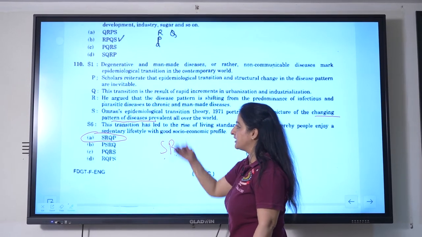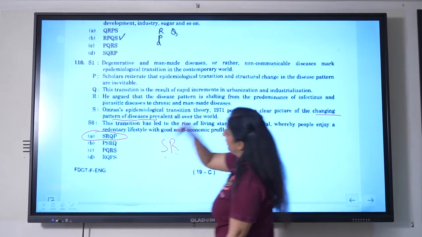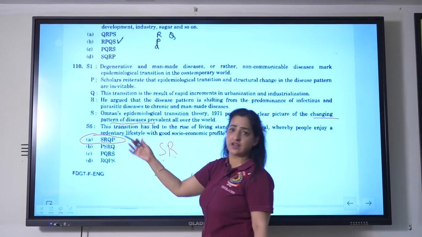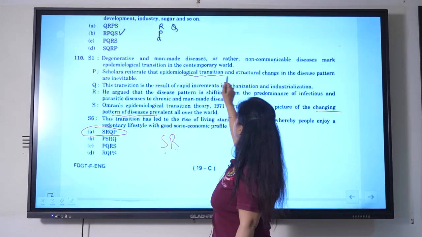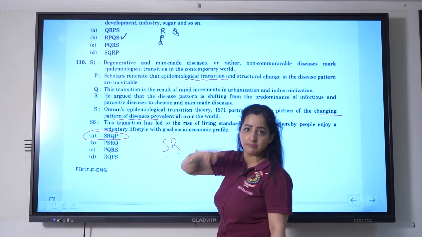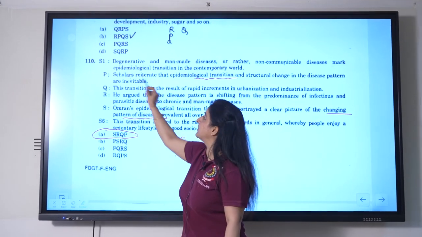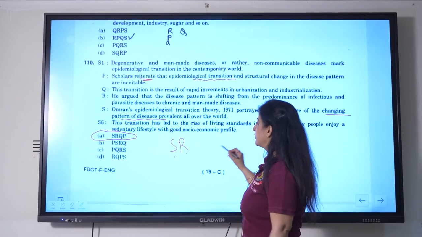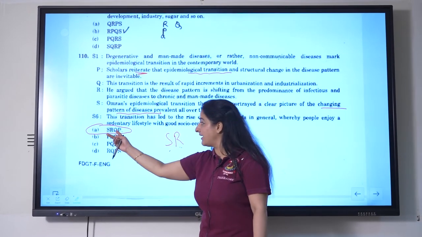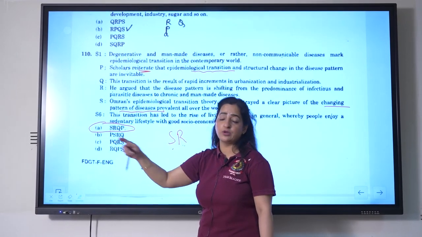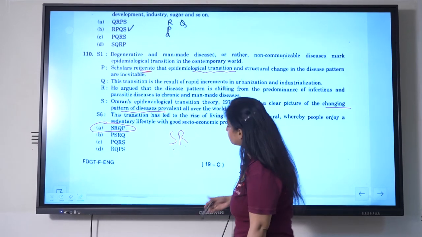Pehle is theory mein ye baat hui hai ki changing pattern. Aur then other scholars, iske alawa bhi to aur scholars the. To other scholars reiterate that, to yehi baat repeat kari unhone, pattern of diseases. So that's how ye reiterate ki wajah se, you should know that ye P to S ke baad mein hi aayega. So that's how alpha is the answer and not bravo. You don't reiterate in the beginning.